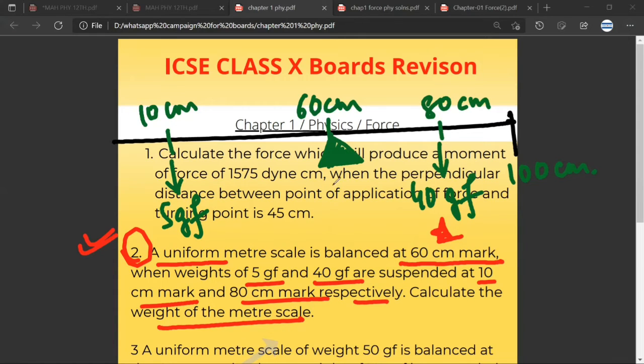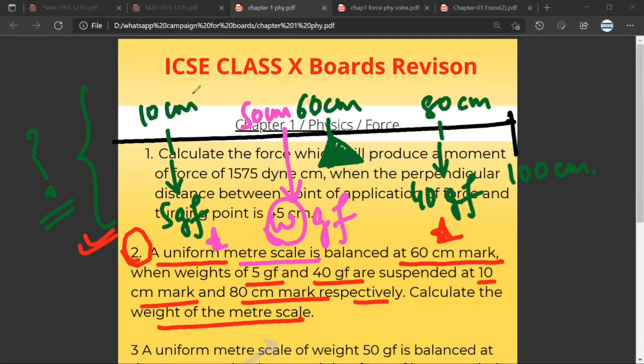Is there any other force acting on this system, Mr. Sivang? Any other force? The weight of the scale, there will be. Because it is a uniform meter scale, the weight of the meter scale would be at the 50 centimeter mark. And that is the unknown. I am denoting that by W GF. Mr. Sivang, any doubt? No, sir.